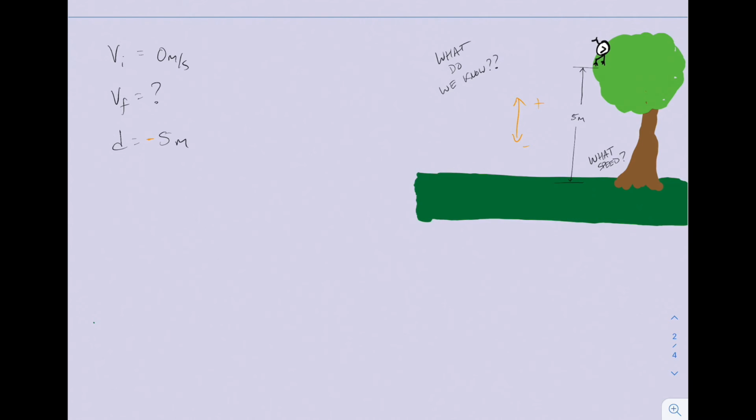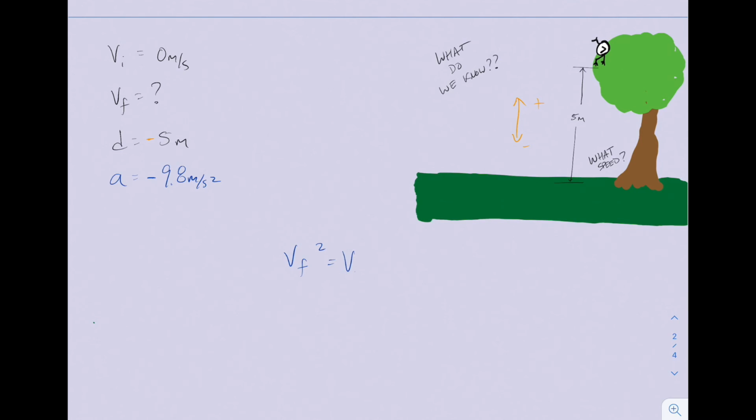There's that 5 meters. Now, the chicken is ending up below where it started, meaning our 0 is where the chicken is, and 5 meters is below. So that 5 meters is down. The chicken is being displaced down. So both our acceleration and our displacement need to be negative because they are both vectors that are directed down.